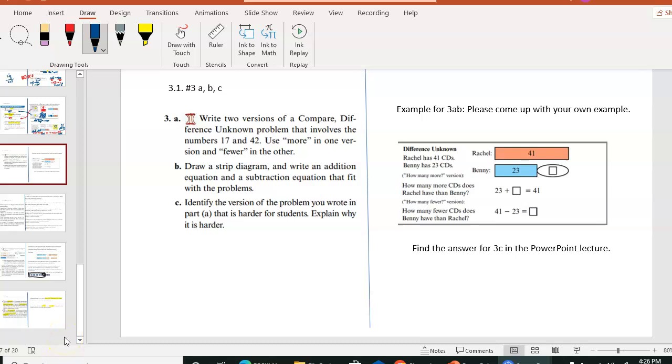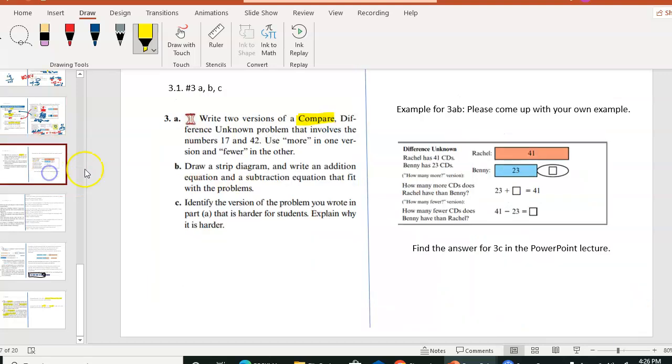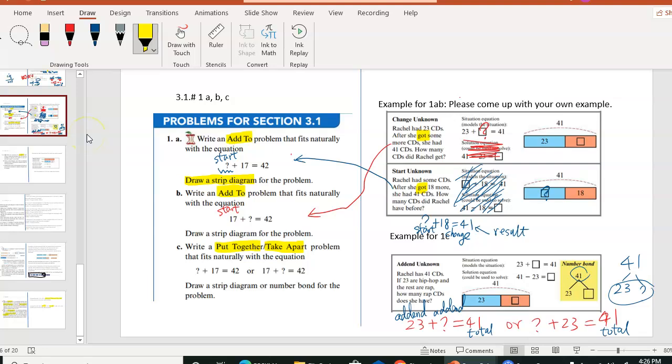Section 3.1, number 3. In this case, we want to write down a compare type of problem. Previously we did an add to problem, put together, and take apart problems. But in this case, we want to do a compare. So I'll give you tips about these types.